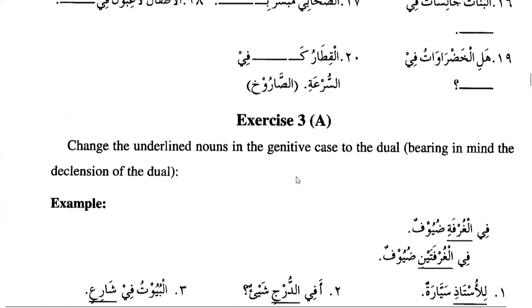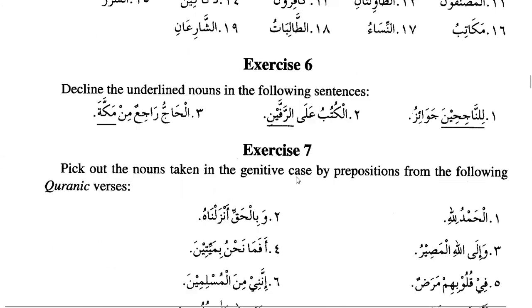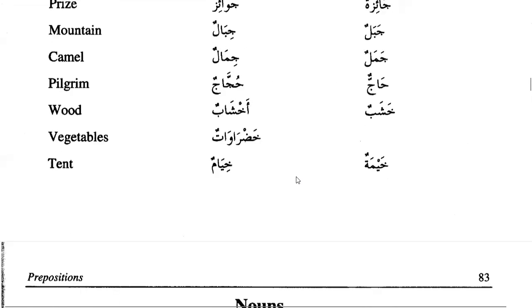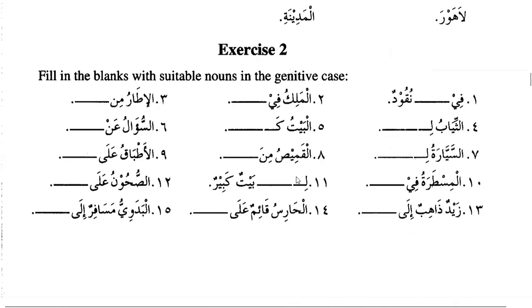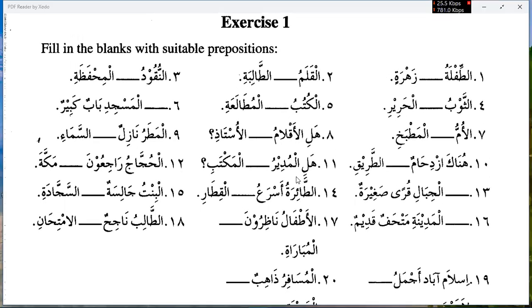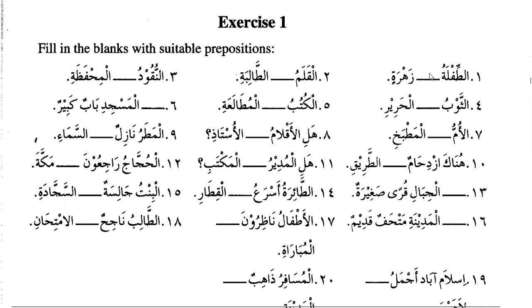Fill in the blanks with prepositions. Okay, here he is asking you to fill this blank with some appropriate preposition. So what is in the first one? Anyone can answer? At-tiflatu ala zahra, which means the child is on the flower. Al-kalamu, not possible. I was reading this al-kalamu. I saw the second one. Okay. At-tiflatu, anyone?